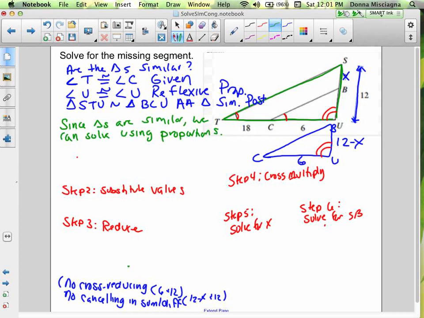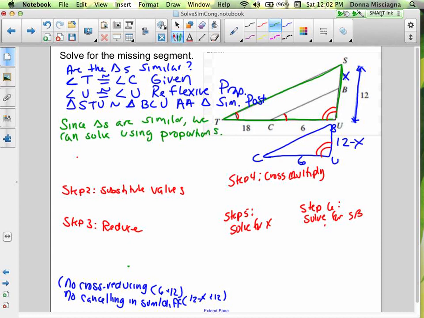Since the triangles are similar, we can solve using proportions. I need to include the side with the x because that's what we're solving for. We have to be careful: we only use sides of the triangles. X is not a side in a triangle. It's just a little segment there. Actually, it's a little piece of a trapezoid, trapezoid SBCT.